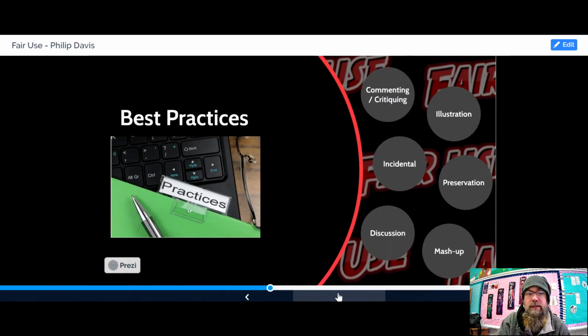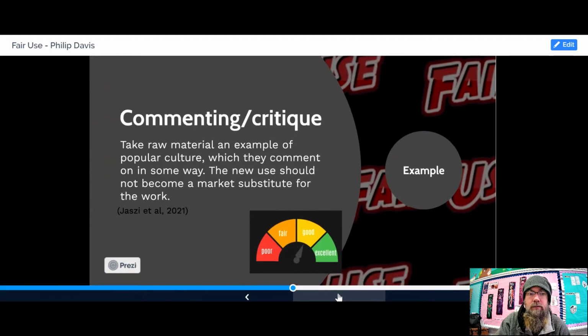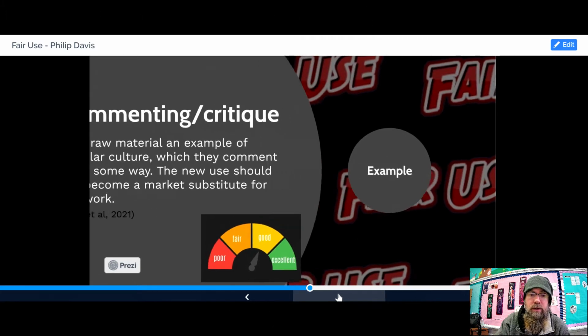So let's talk about best or better practices when it comes to utilizing multimedia in a variety of ways. The first one would be commenting or critiquing. This is when we take raw material, an example from popular culture, and comment on it in some way. The new use should not become a market substitute for the original work.